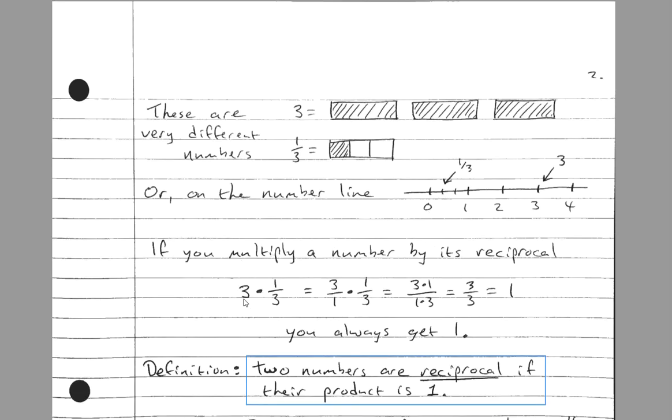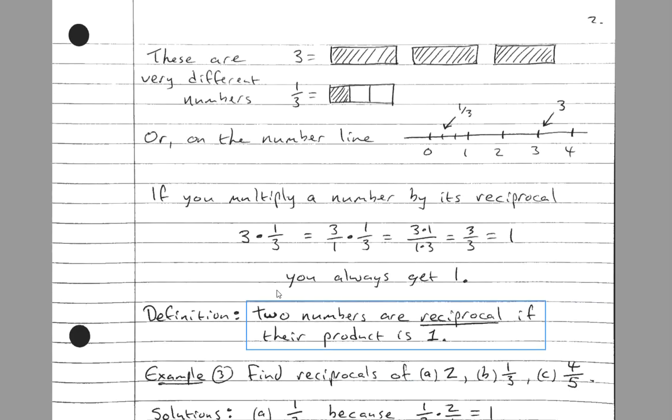Well, if you multiply 3 times 1/3, we saw how to multiply an integer by a fraction. Just put the integer over 1 to make it into a fraction. So 3 times 1/3 is 3 over 1 times 1 over 3. We remember how to multiply fractions, straight across. So we just get 3 over 3, and that's equal to 1, right? And that works for any reciprocal. So if you start with 7, then 7 times 1 over 7 is also going to be 1.